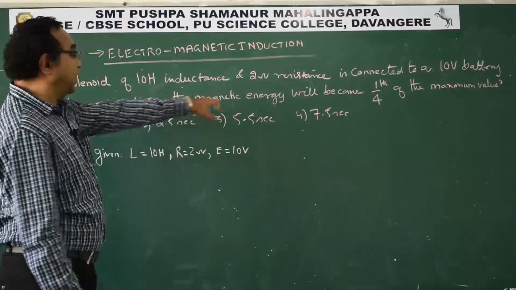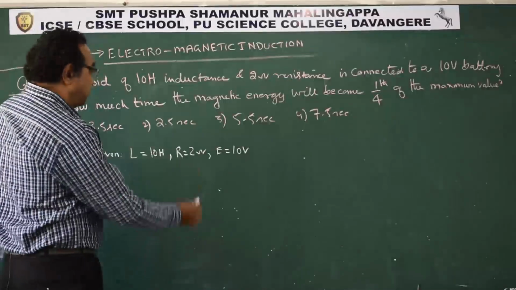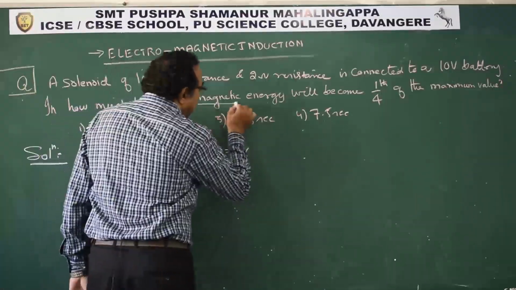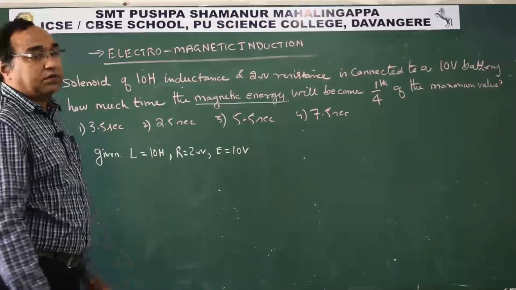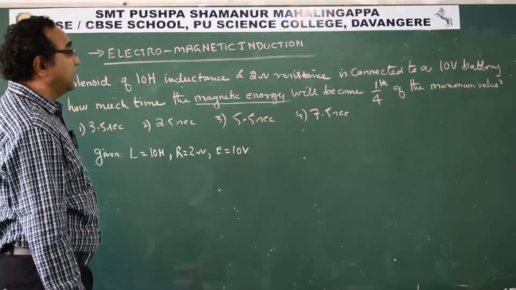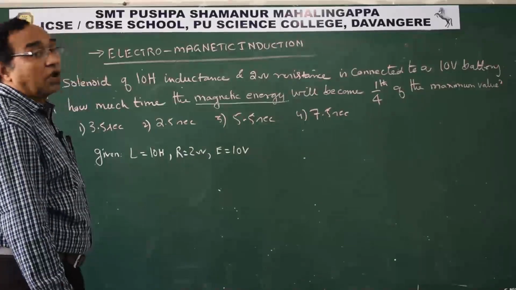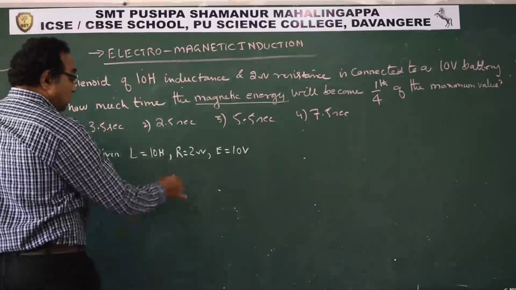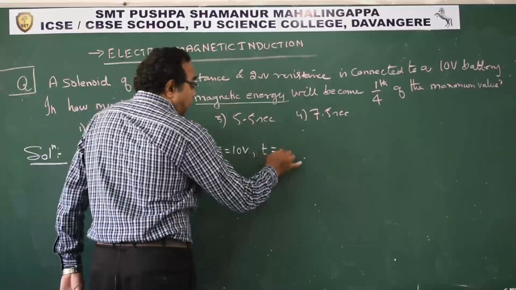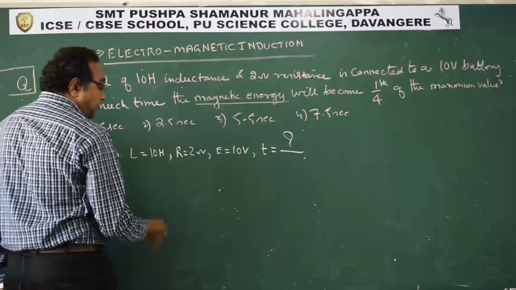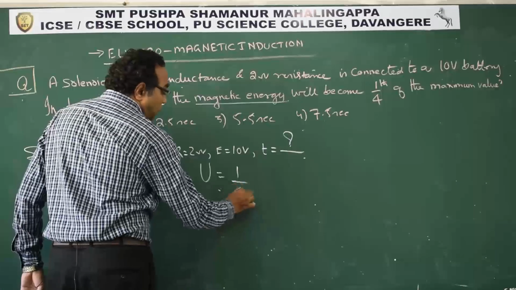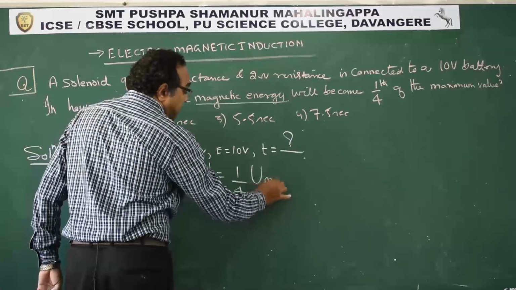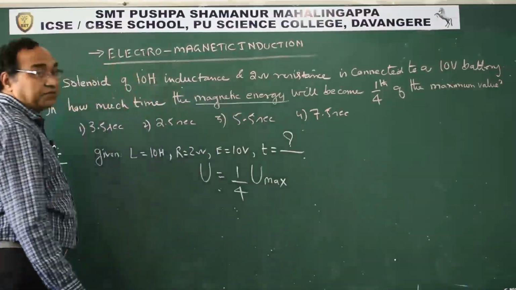In how much time the magnetic energy, please concentrate, magnetic energy, this means inductor is involved. In how much time the magnetic energy will become 1/4 of the maximum value. So what we have to find is T such that energy is 1/4 of maximum energy. This is what is given.